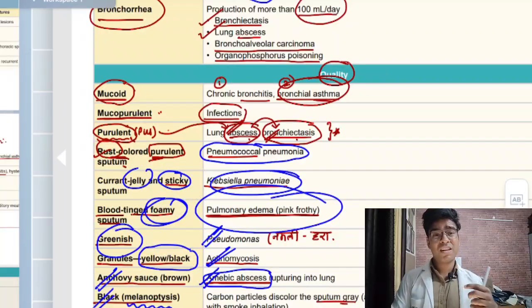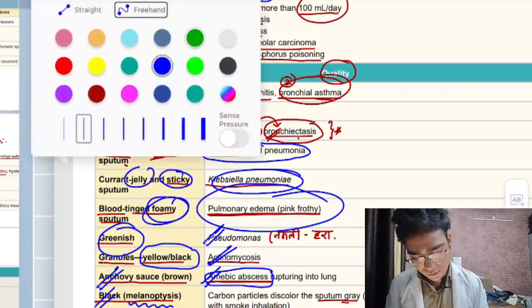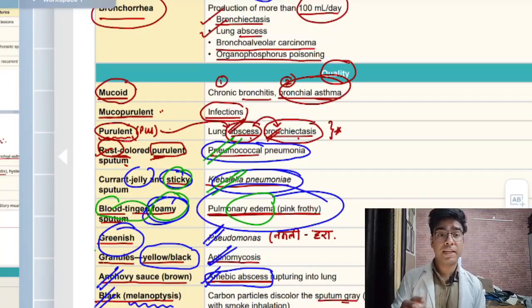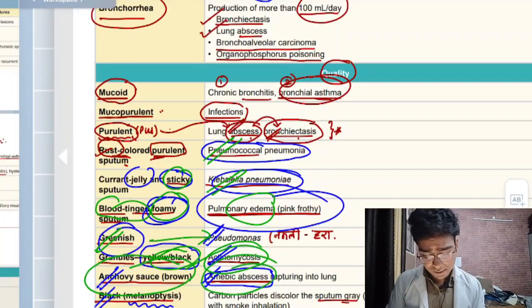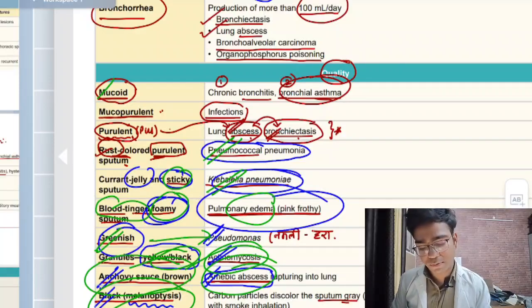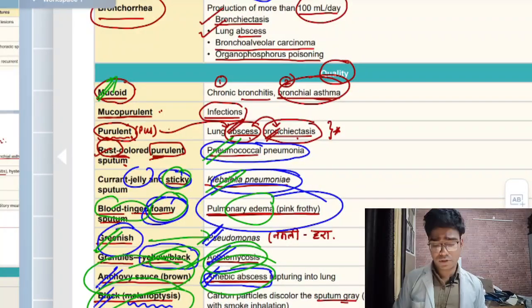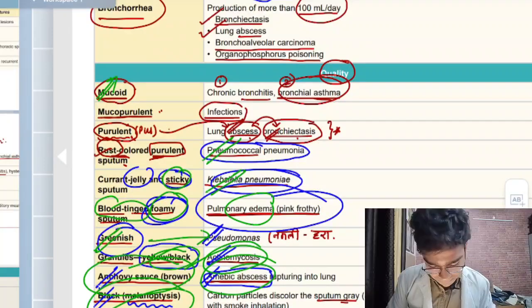Then we have various colors in the sputum. Rust colored sputum is pneumococcal. If it's sticky, then it's Klebsiella pneumonia. If it's foamy and blood tinged, pink in color and frothy, then it's pulmonary edema. If it's greenish, we all know that's Pseudomonas. If there are granules, then it's actinomycosis. If anchovy sauce, then it's amoebic abscess. And black is what cigarette smokers have. If it's mucoid, we have to think of two causes, bronchitis and asthma. If it's mucopurulent, then it's infection. If it's purulent, it's again infection, and it can be due to bronchiectasis and lung abscess. That's it.